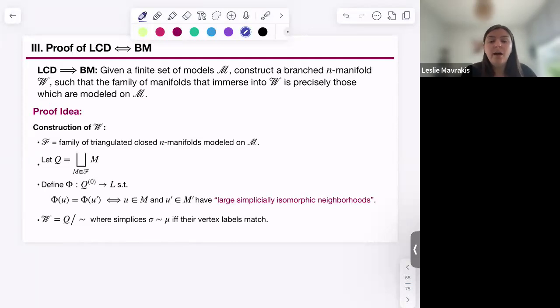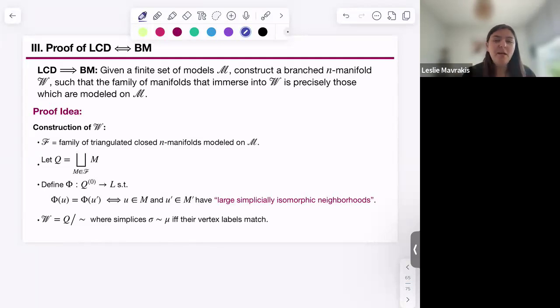And then you need to show if you're modeled on the set, then you immerse into the branched manifold. And then what turns out to be actually the hardest part is if you immerse into the branched manifold, then you're actually modeled on the set. And that's the hardest part because the immersion is a very small local condition, but these models could be quite large. And that's actually the hardest part of the whole paper, is showing that when you immerse into this branched manifold, you're actually modeled on the original set of models.